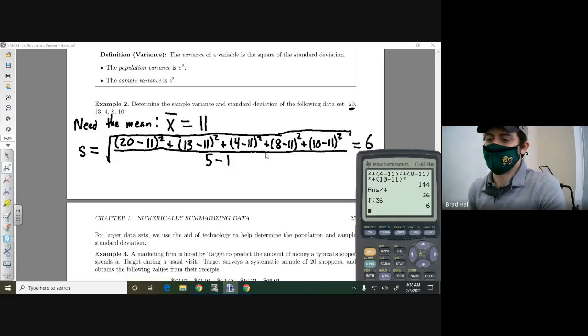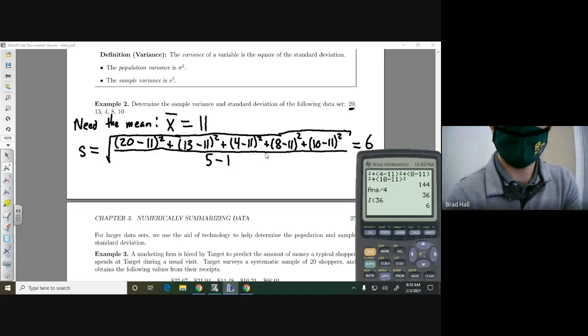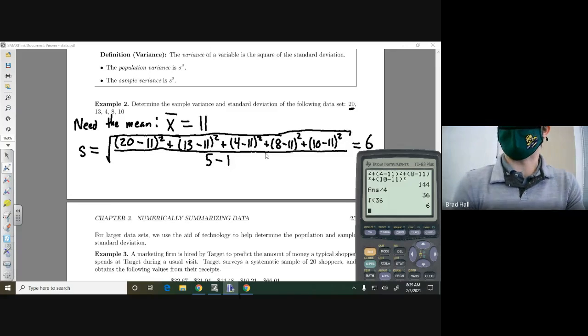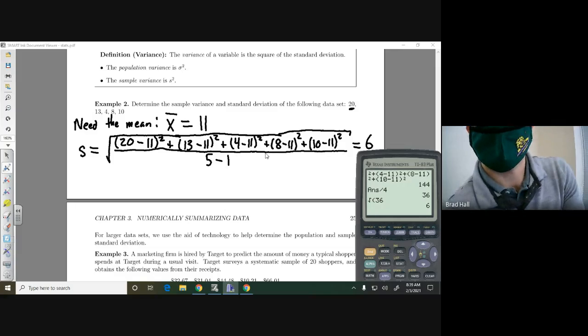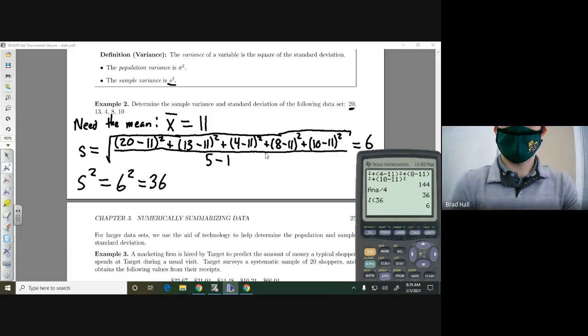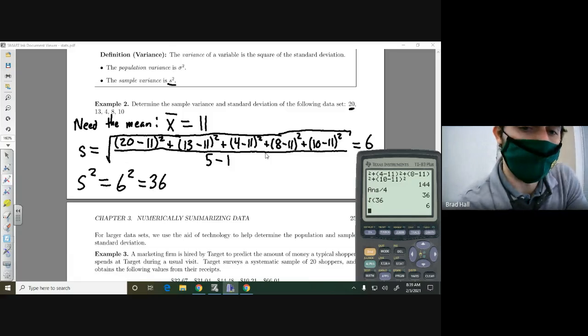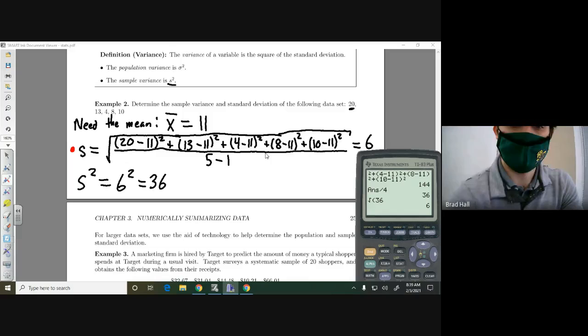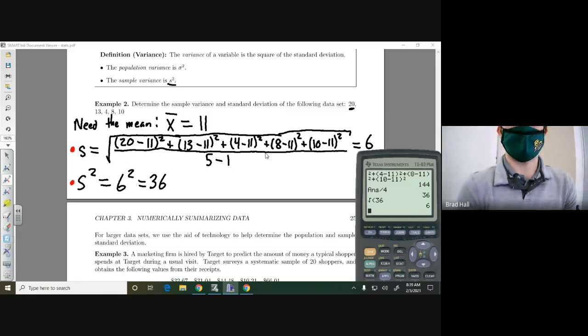And then to figure out the variance, well, we want to figure out the sample variance, which is s squared. But all we do is square the previous result, which was 6. So we found the sample standard deviation and the sample variance by hand.